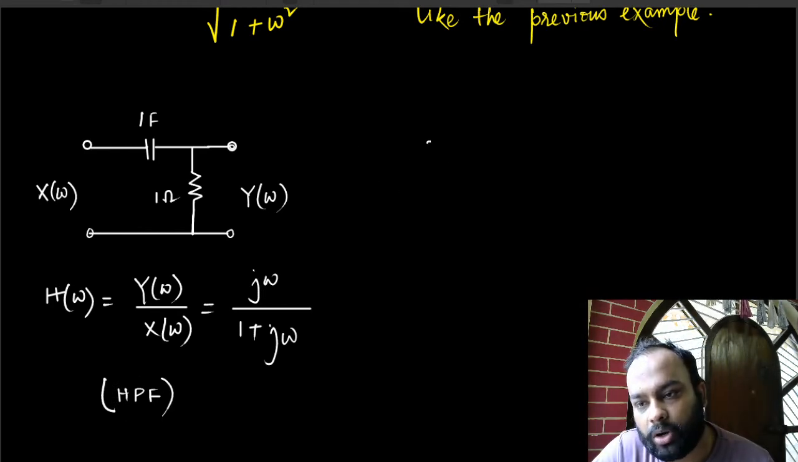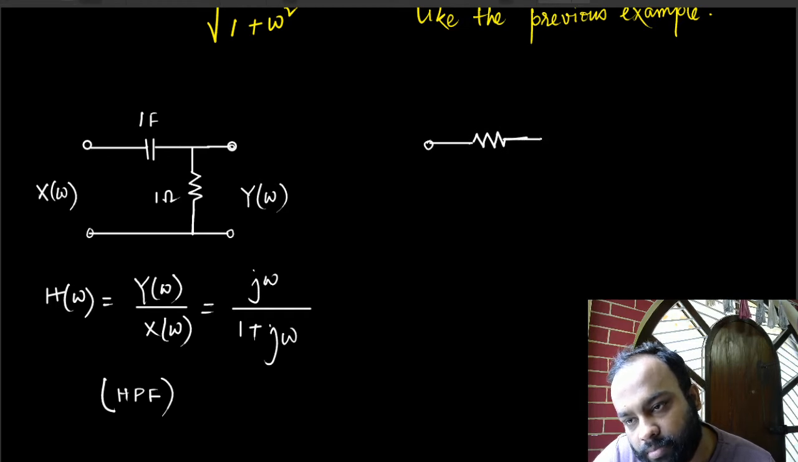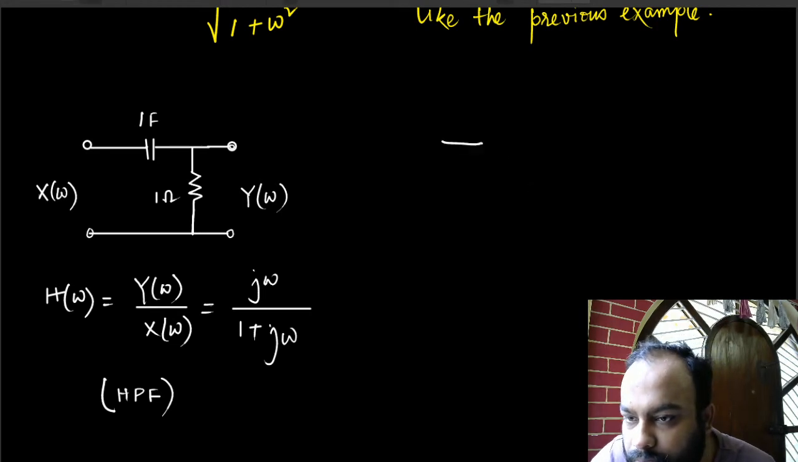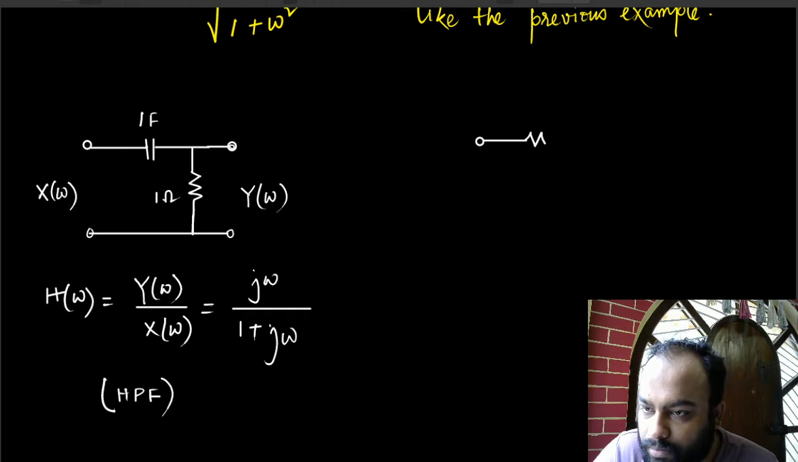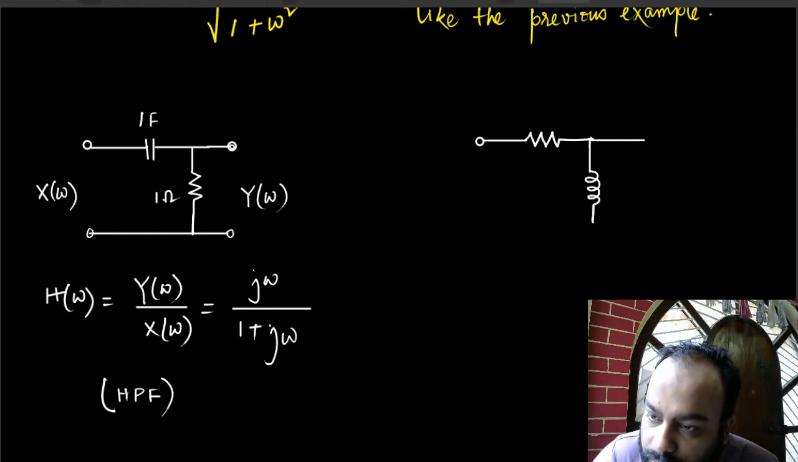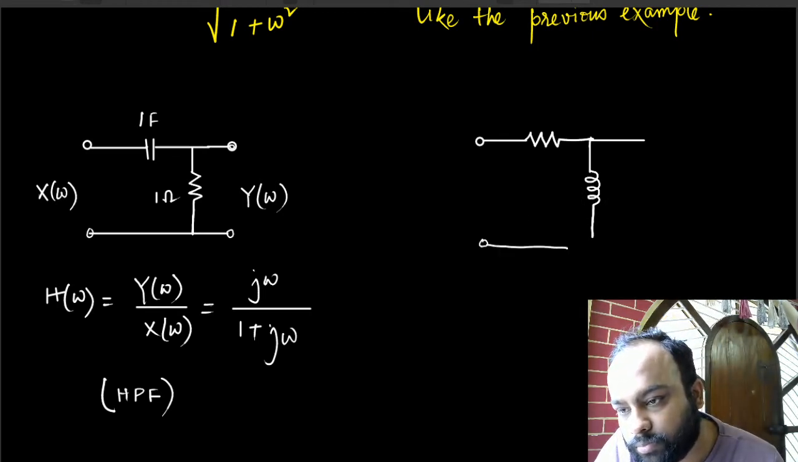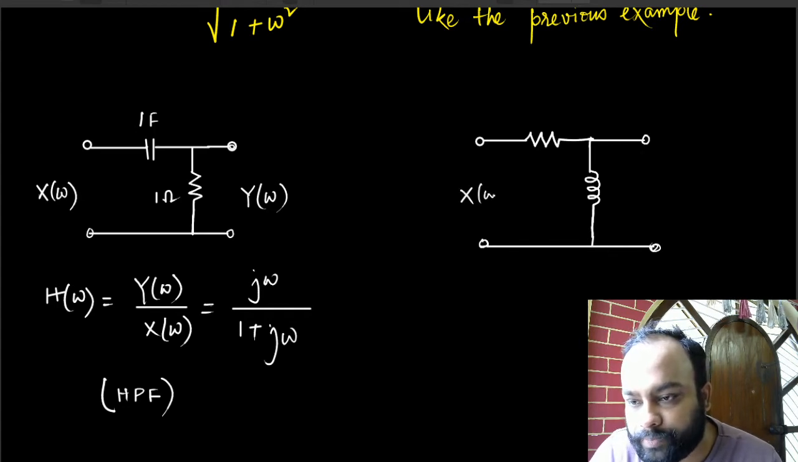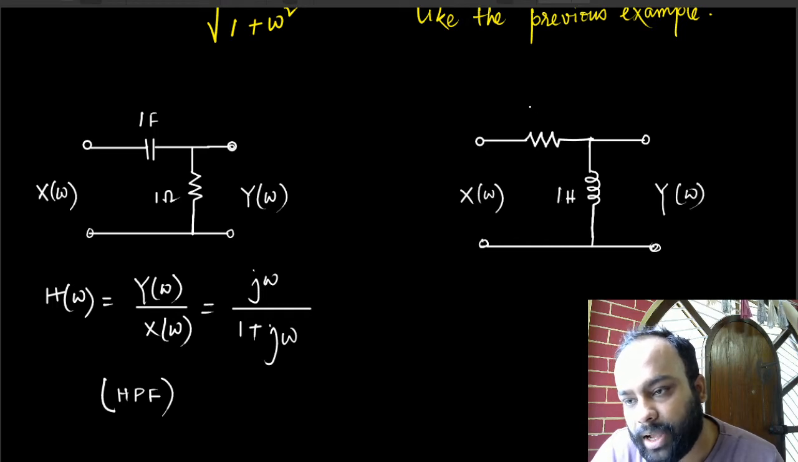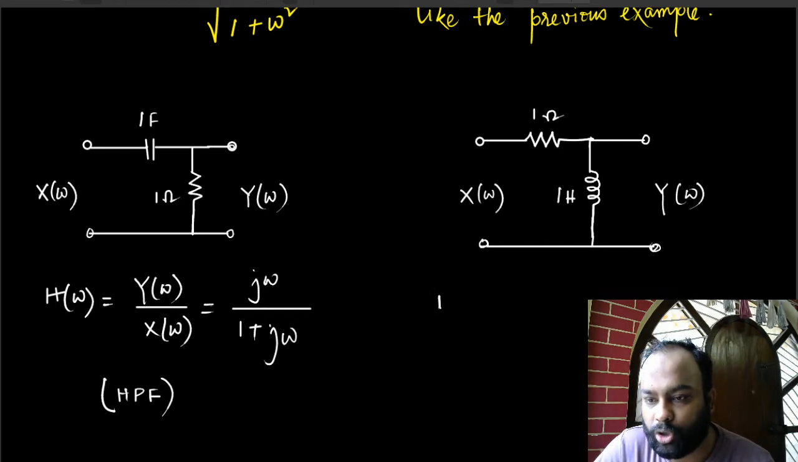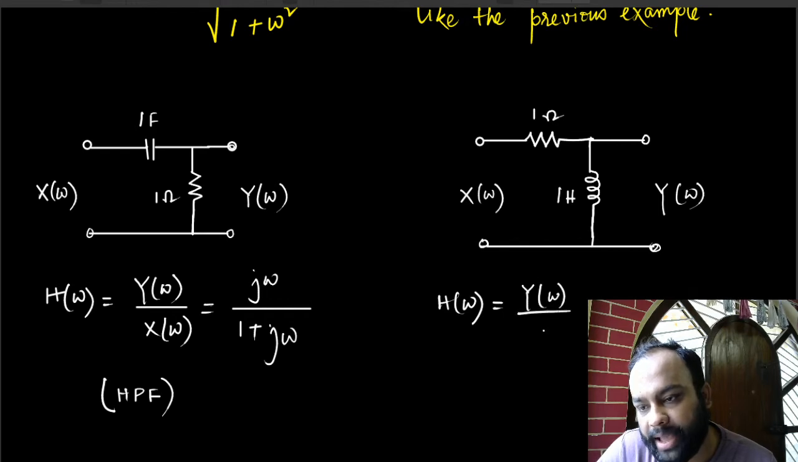And similarly, just like the example I saw a few moments ago, if I have this as X(ω), here this is Y(ω), and this is 1 Henry for example, and this is 1 ohm, then again your H(ω) would be Y(ω) by X(ω).